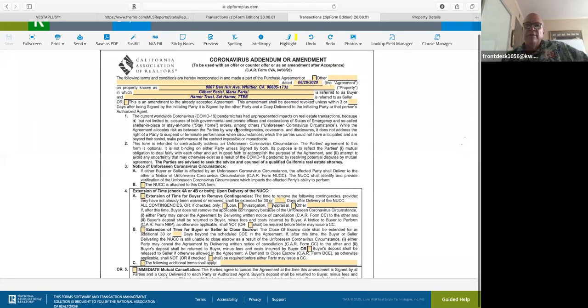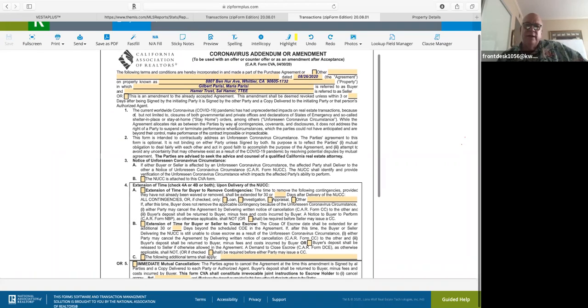So the coronavirus addendum or amendment can be used with your offer, a counter offer, or it could be done after acceptance. I will tell you, you're probably not going to get a listing agent to accept this after acceptance, so you're better off putting it in with the offer. I just had it rejected for the first time by an offer I put in about 3 weeks ago. Otherwise, the agents that I've been giving this to have been accepting it.